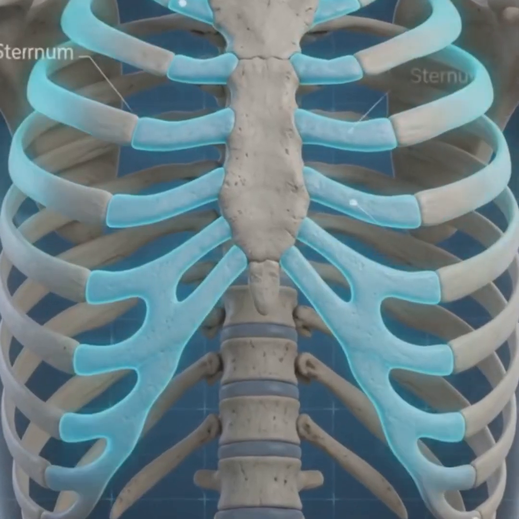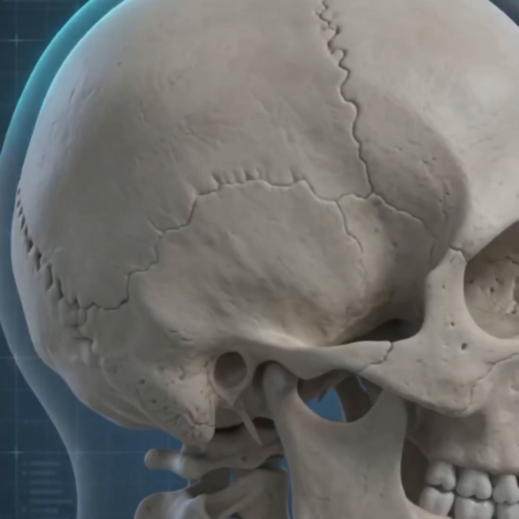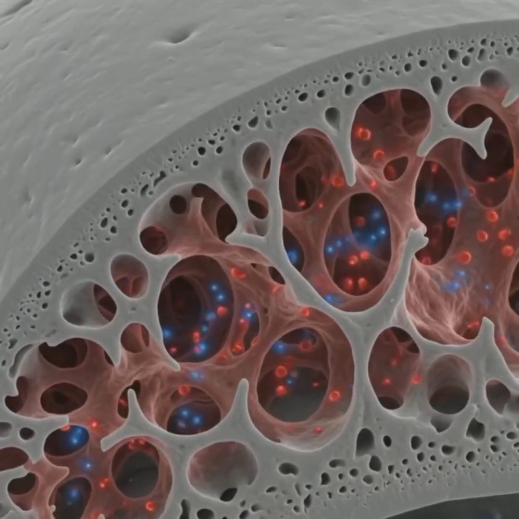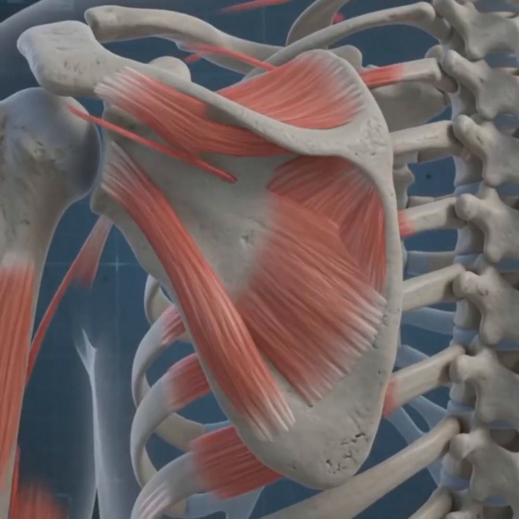Flat bones are thin, typically curved plates. They protect organs and provide areas for muscle attachment. Examples include the sternum and cranial vault. They feature a spongy layer between compact bone.